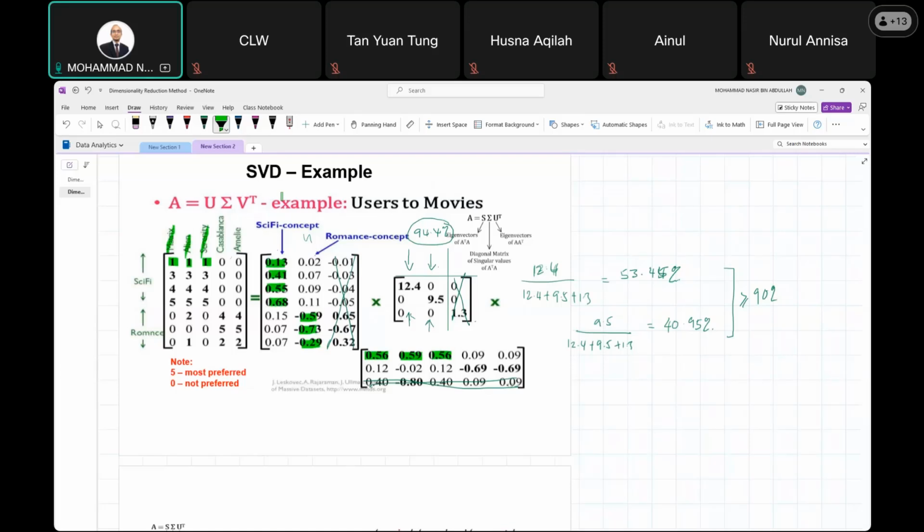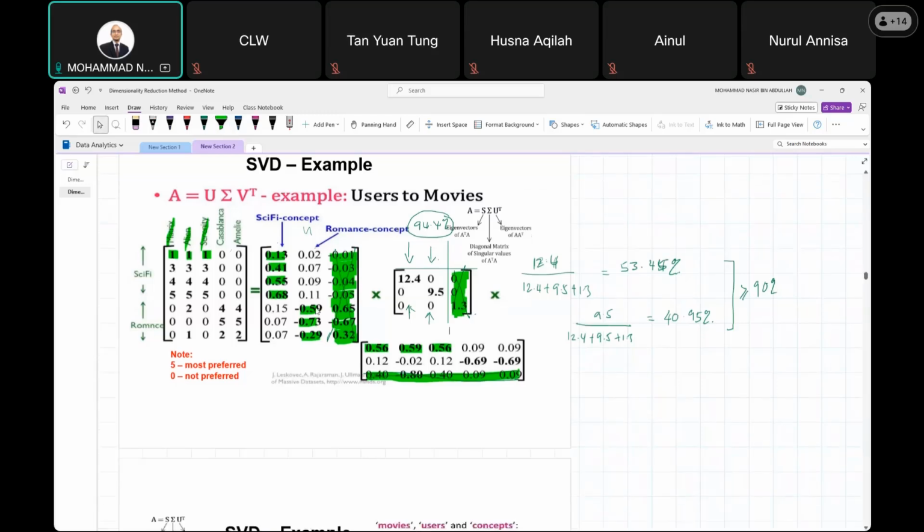Okay, so since you already removed the third column and the third row, the third dimension, we will focus on the first two columns, right, and first two rows. So we will look at the largest value for each row for matrix U. So this one, 0.13 is larger than 0.12. So this value will represent one group, right? The larger value will represent one group. The larger value on the bottom will represent the other group, right? So this group will be classified as sci-fi concept, and the second column will represent a romance concept, right?